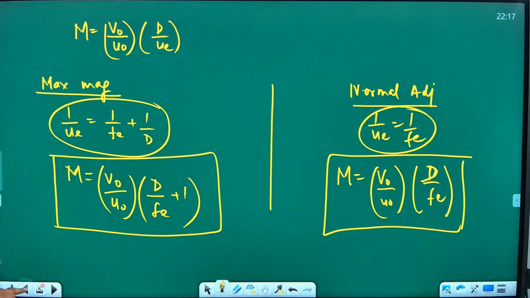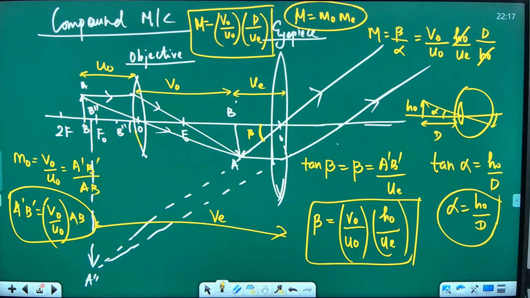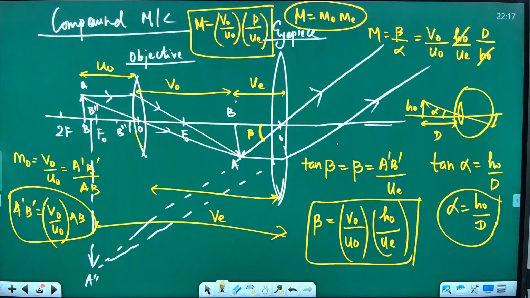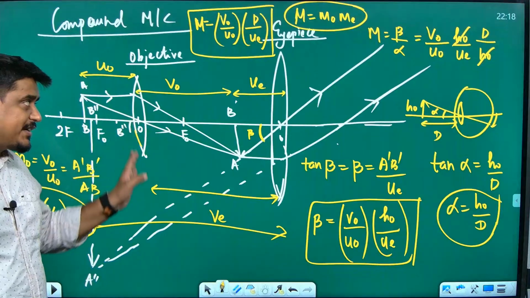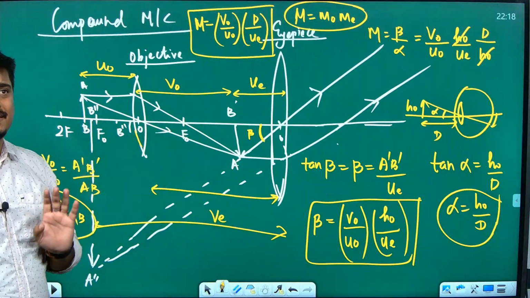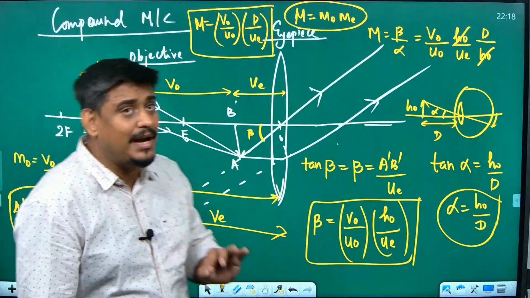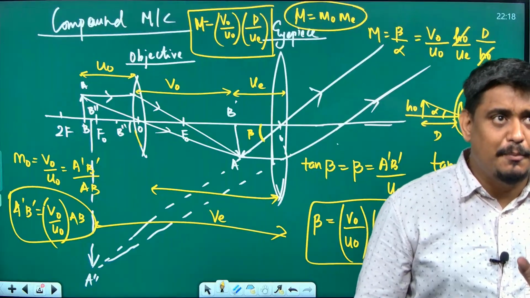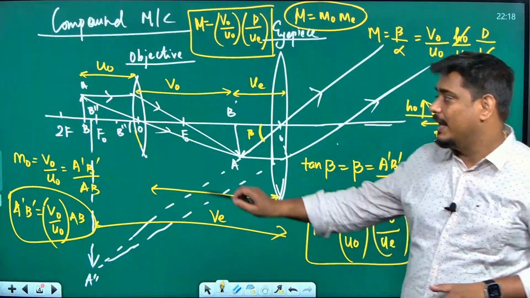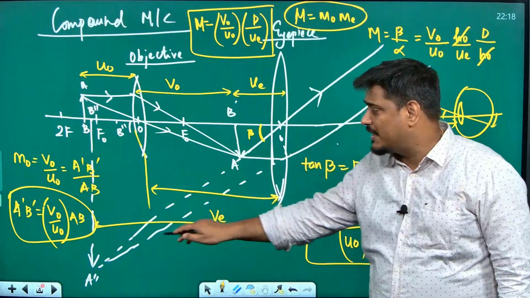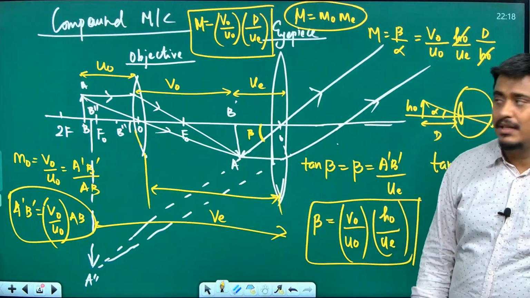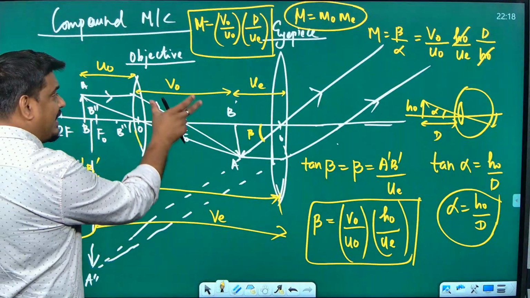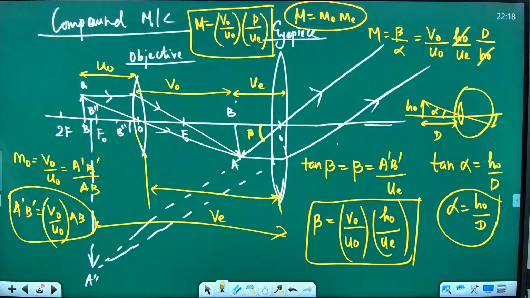If you see the compound microscope, this is called the length of the microscope. That is the distance between the objective lens and the eyepiece. Don't confuse the length of the microscope with the tube length. What is tube length? I will tell you in the next class. Now, the length of the microscope is the distance between the objective and the eyepiece. If you see the diagram, you will realize the length of the microscope is given by Vo plus Ue, isn't it?